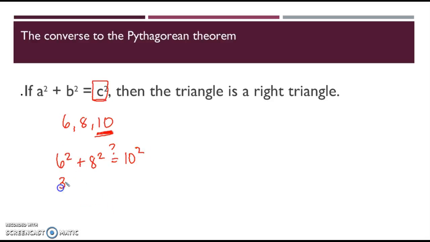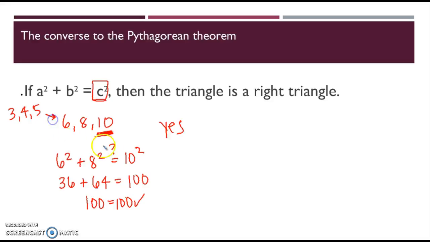Well, 6 squared is 36, 8 squared is 64, 10 squared is 100, 36 plus 64 is 100, and 100 equals 100. So that means that this is a right triangle. And if you notice, this is also 3, 4, 5 times 2. So this is a Pythagorean triple. So if you had seen that to begin with, you would have known it was a right triangle.